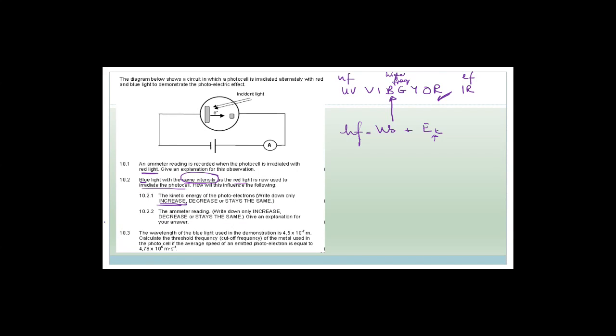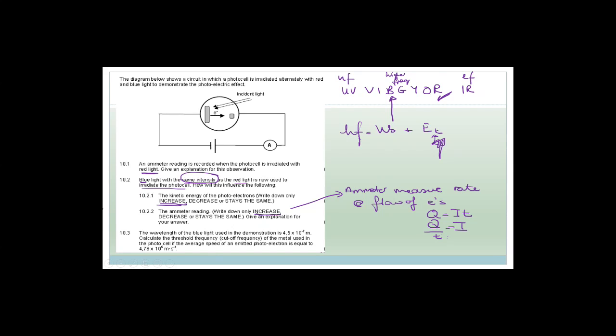Now it says, how will this affect the ammeter reading? Write down only increase, decrease, or stays the same. And the correct answer is increase. Why? Because the ammeter measures the rate of flow of electrons. It's basically Q is equal to IT, therefore I is equal to Q over T. So it's measuring the rate at which the electrons are going around the circuit. So if we increase the kinetic energy, we're obviously increasing the velocity at which these electrons are going around the circuit. And if that's the case, we're obviously increasing the ammeter reading.